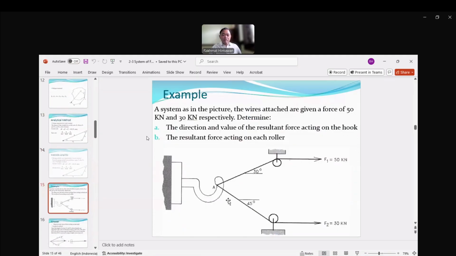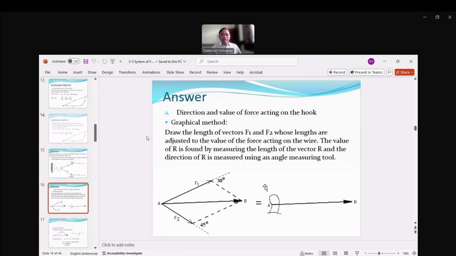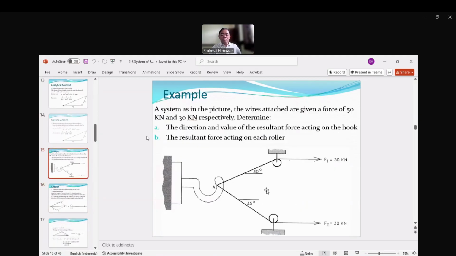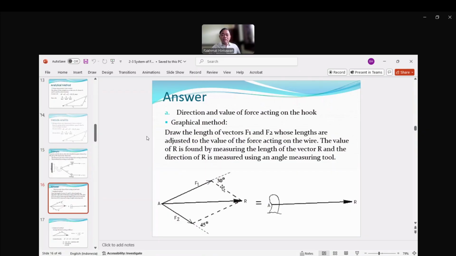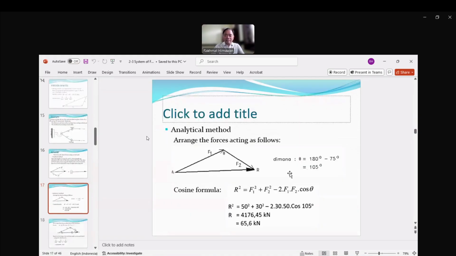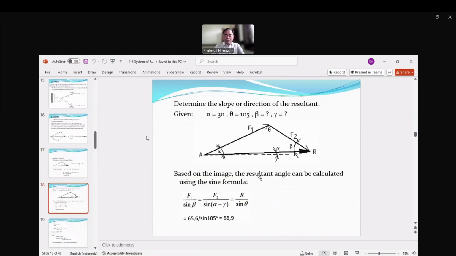And then we have also discussed this example. What's the reaction on both the roller on the top and the bottom, right? And then the point A as well. So we learned that using the triangle, cosine rule, and sine rule, it's very helpful to find out what's the distance and what's the angle.